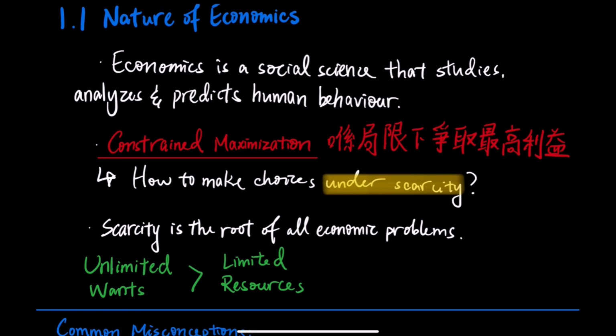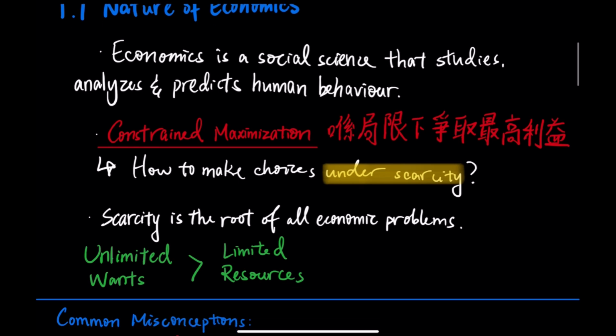It's the situation where the current resources that are available are unable to satisfy all of our human wants. So as you can see, the general condition is us humans, we have unlimited wants, and there are limited resources in this world which are unable to satisfy all of our wants. So this is the general condition.